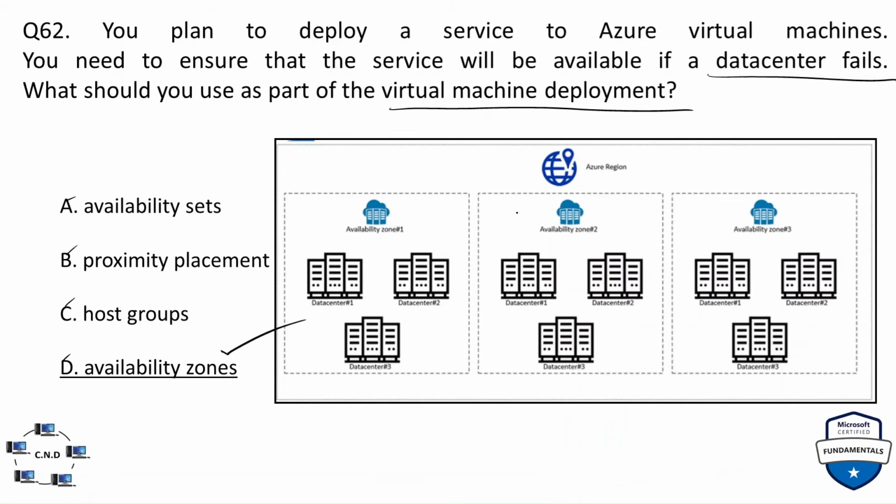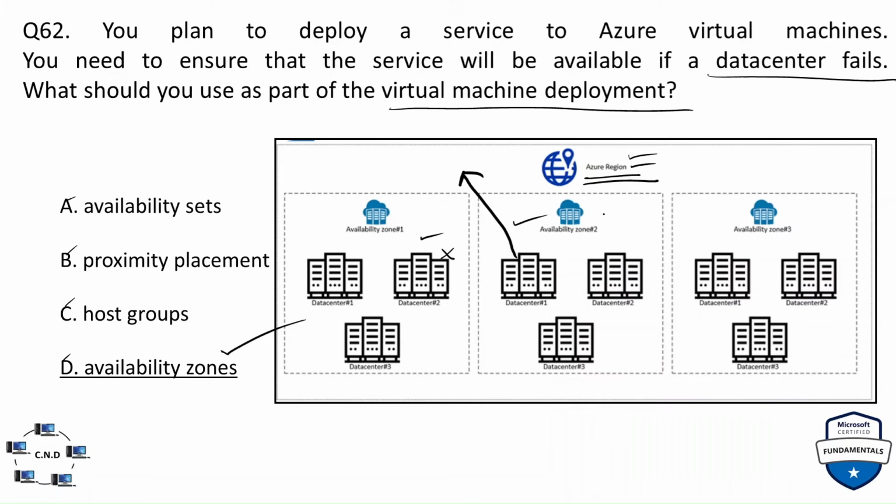So again, I have already used this diagram. The availability zones are basically multiple geographical locations inside the Azure region, and each availability zone then contains one or multiple data centers. So let's suppose you deploy the virtual machine or the specific service across multiple availability zones. If one data center fails, the service can be made available from the second availability zone and the secondary data center.